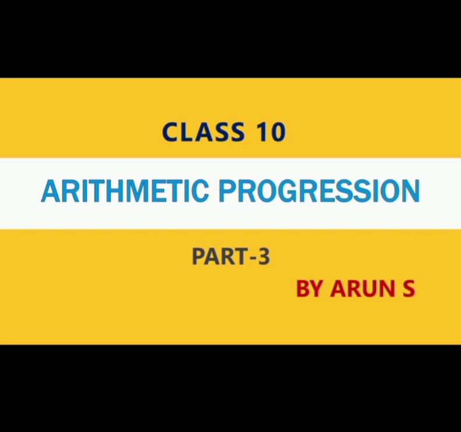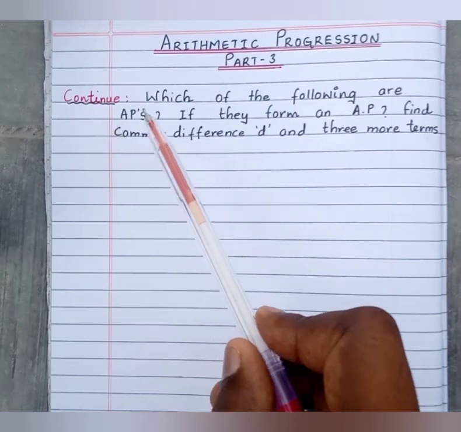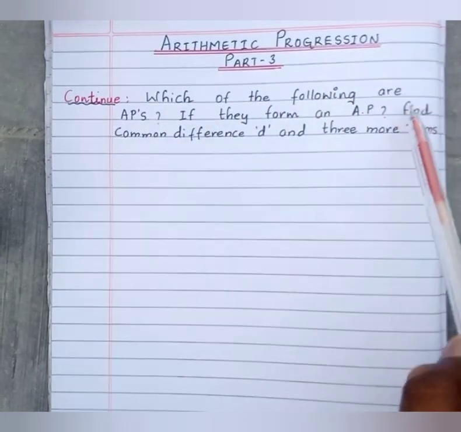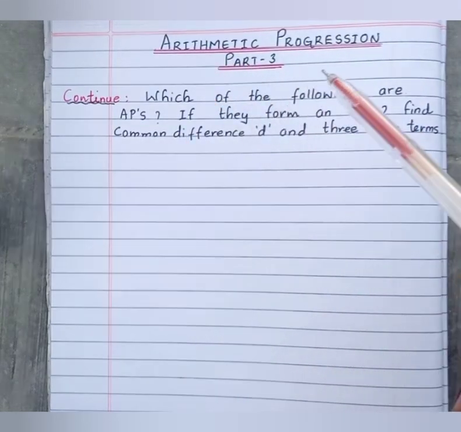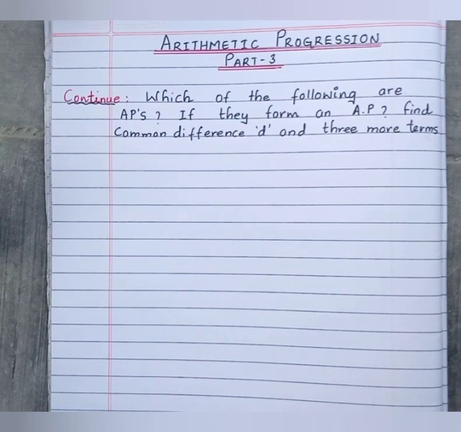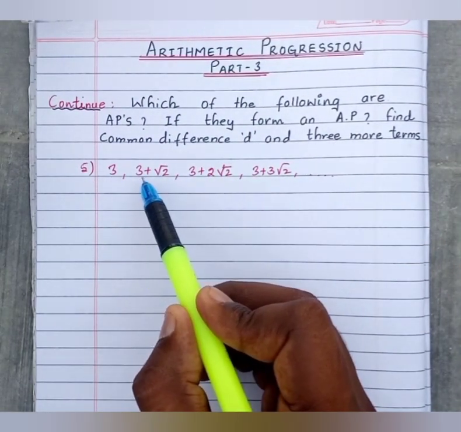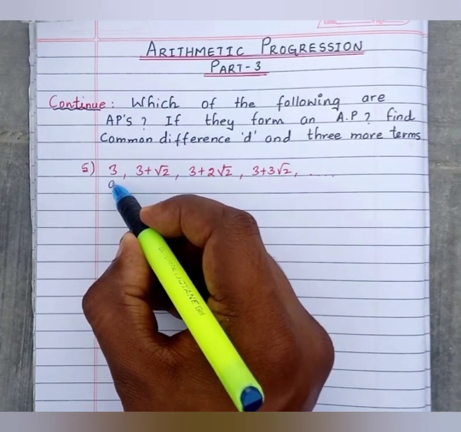In this video, we shall learn and discuss the unit arithmetic progression. Students, it is a continuation of the exercise which we have solved in the last video. Which of the following are APs? If they form an AP, find the common difference D and 3 more terms. The question is 3 plus root 2, 3 plus 2 root 2 and 3 plus 3 root 2.